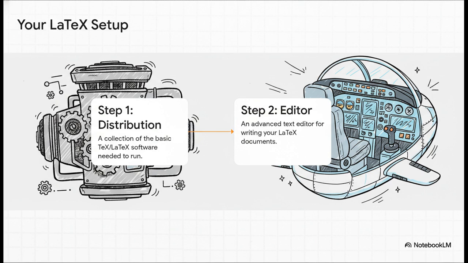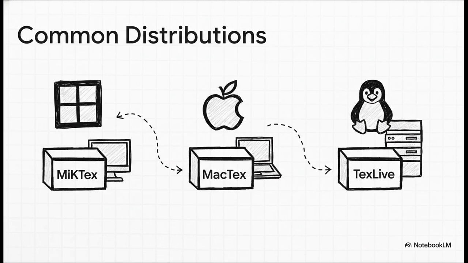This is the actual program where you'll be writing your document. So remember, the distribution is the engine, and the editor is the cockpit where you get to fly the plane. Now for your distribution, the engine part, the choice is super simple. If you're on a Windows machine, you'll grab MiKTeX. If you're on a Mac, you'll get MacTeX. And for all you Linux users, it's TeX Live. You just install the one for your system and bam, the engine is ready to go.